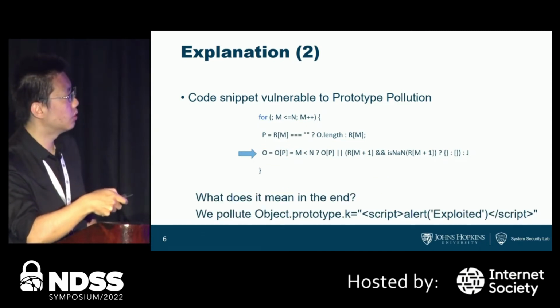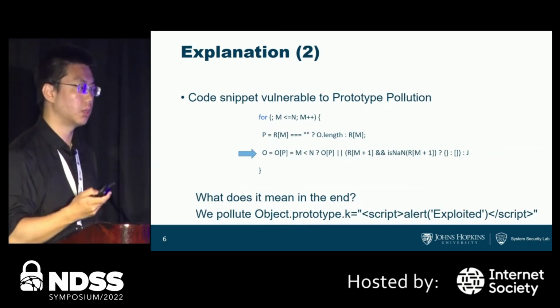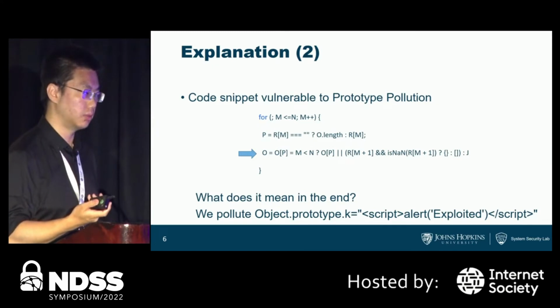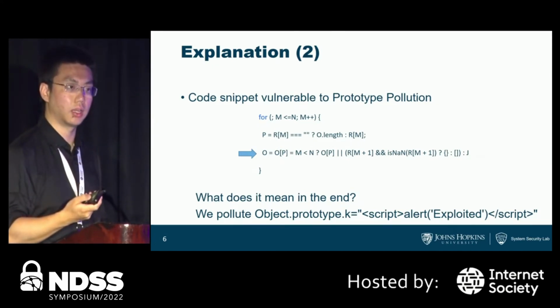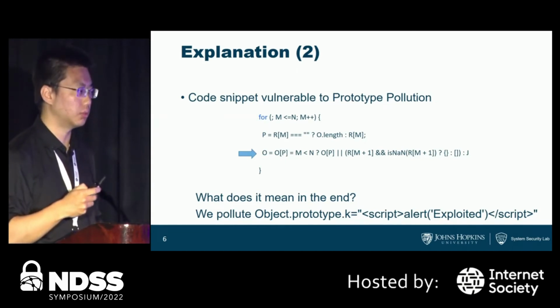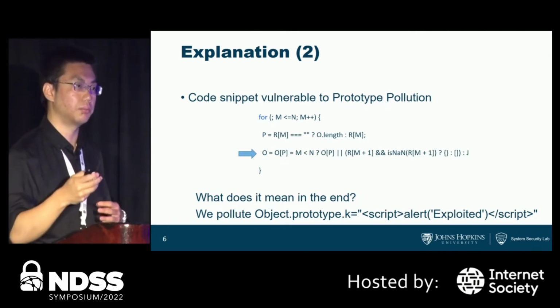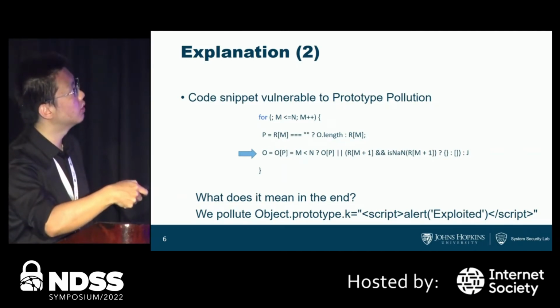So what does it mean in the end? We successfully pollute Object.prototype.k = this malicious script. So this is how prototype pollution happens. Basically, it involves polluting the base object property in JavaScript. And such a property further opens up a backdoor for the adversaries to actually inject some malicious script.